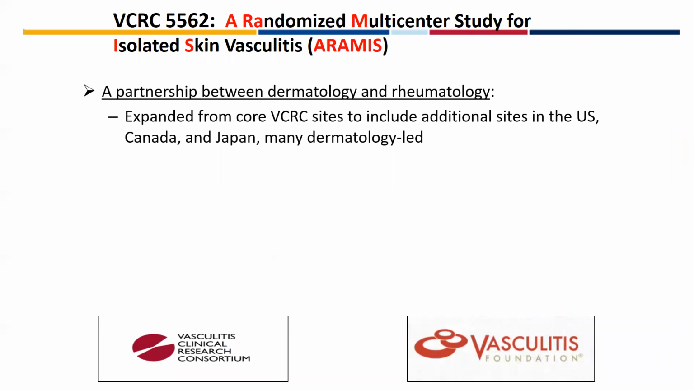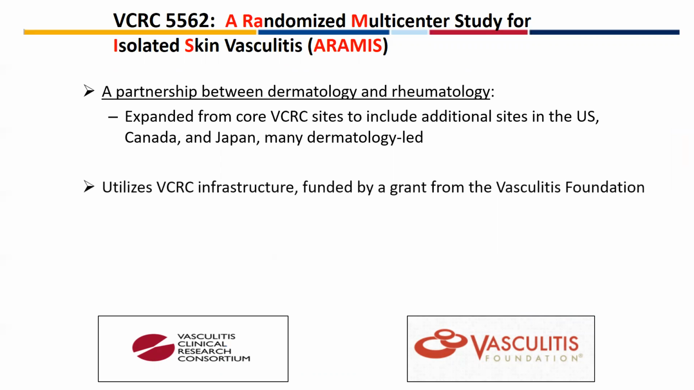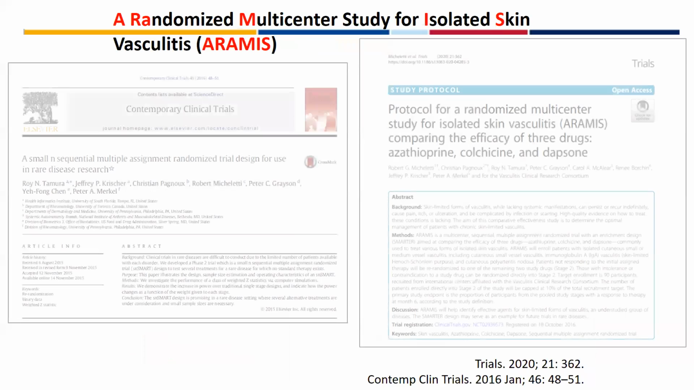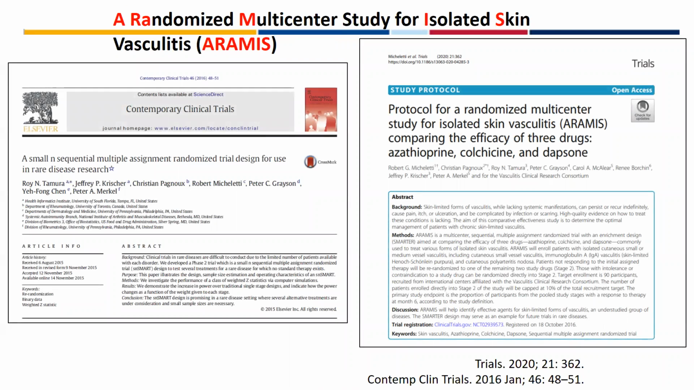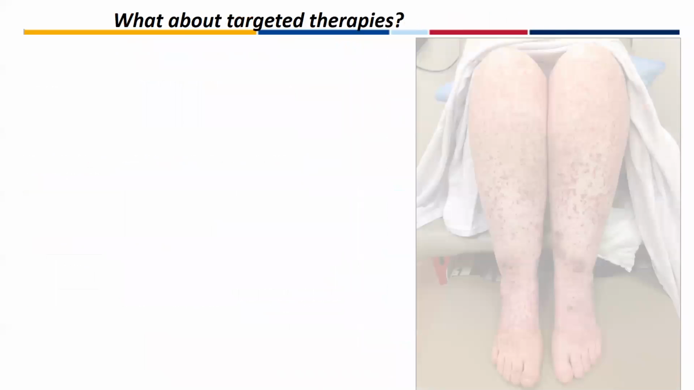This is really a partnership between dermatology and rheumatology. We've expanded from the core VCRC sites to include additional sites in the US, Canada, and Japan, many of which are dermatology-led. And it utilizes the VCRC infrastructure, without which we would be unable to do this kind of work. To date, we've enrolled 47 patients. It's been quite an effort to get that far, which makes me appreciate that colchicine study a little bit more. But we're well on our way, hopefully, to getting results from this study. These are some articles we published about the design, which just ups the ante that we have to come out with some actual results at some point.